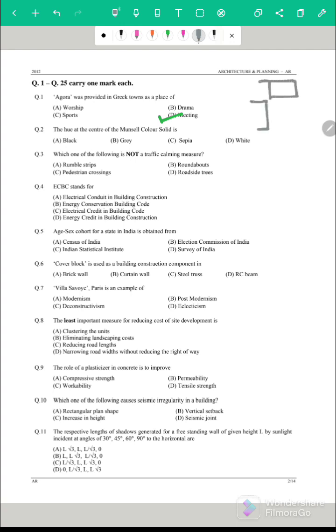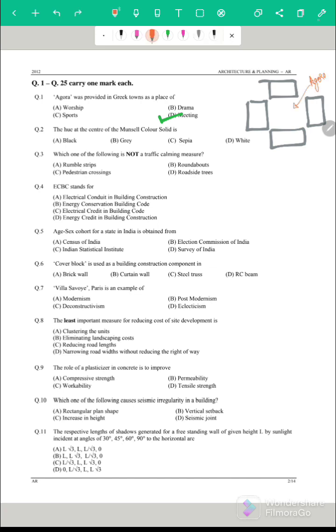rectangular space surrounded by buildings, and it was generally used for market and trading, some meeting purposes, and people also used to gather, and some political figures used to give speeches in this place. So it is an important part of Greek architecture.